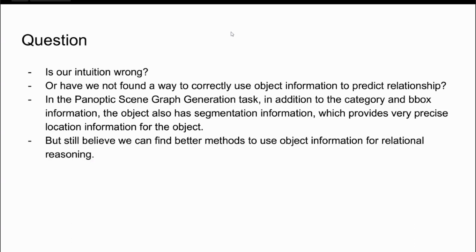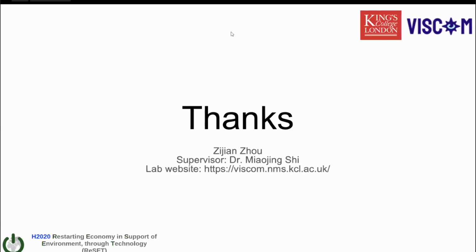So for this idea that does not work well, the first question is whether our intuition is wrong, or whether we have not found a very good method to better use the object information to predict the relationship. But in my mind, I still believe we can find a better way, because many scene graph generation methods only use the two-stage approach. For example, VC-Tree and Multiphase are all two-stage methods. So maybe we can find a better way to deal with it, but I have not found one now. Okay, that's my share.